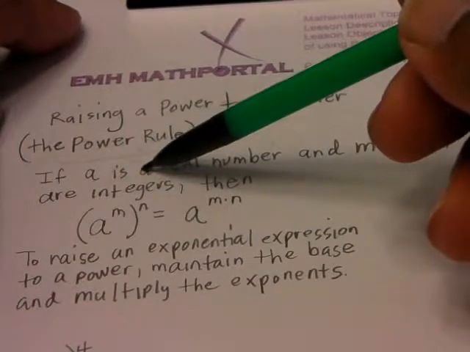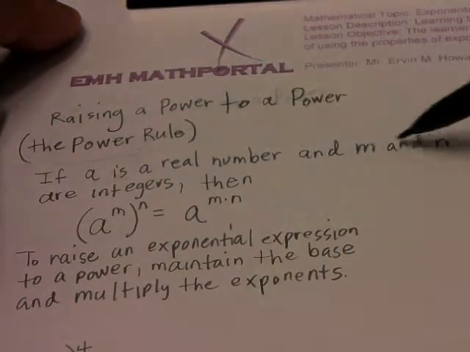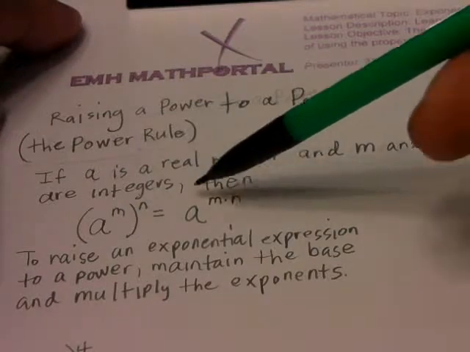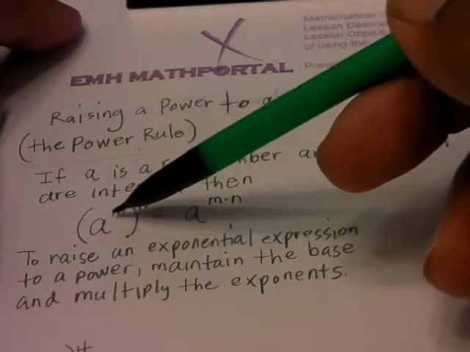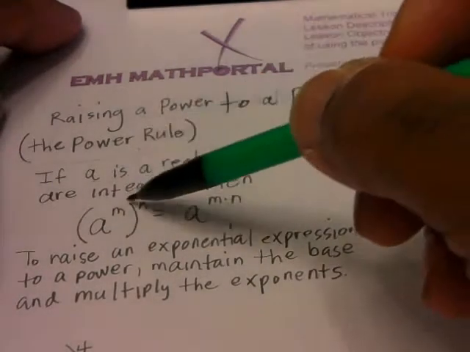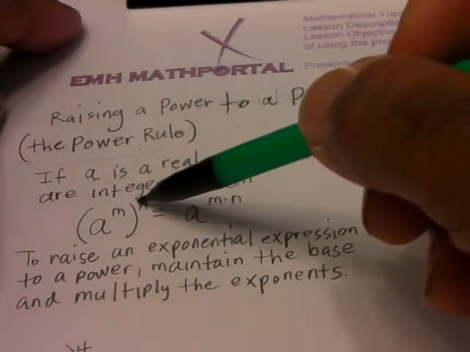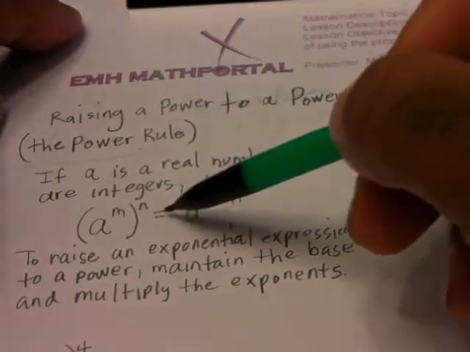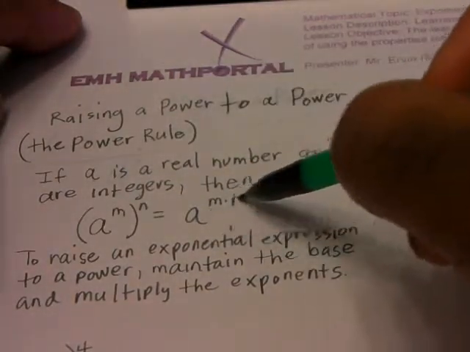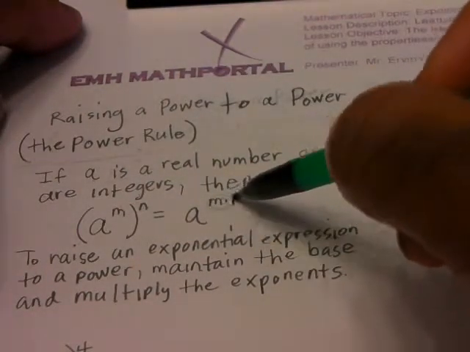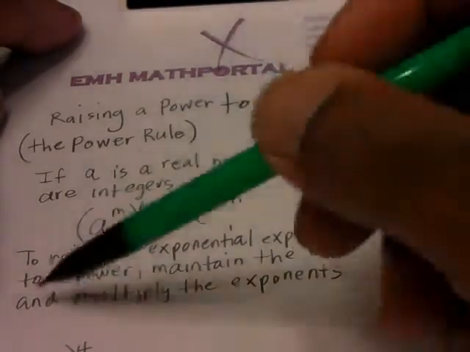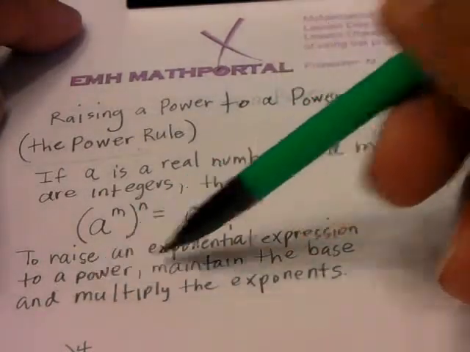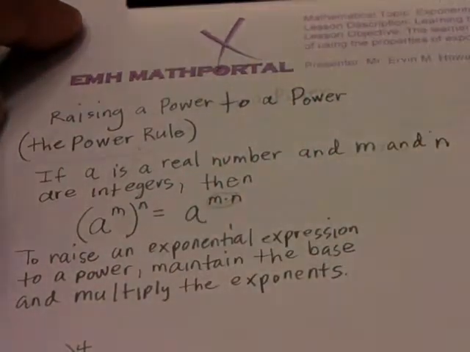If a is a real number and m and n are integers, then the power rule is expressed as a, the base, raised to the power m, and then this is another power outside raised to n, which equals a raised to the product of the two exponents, which are integers. It simply says: raise an exponent expression to a power, maintain the base, and multiply the exponents.